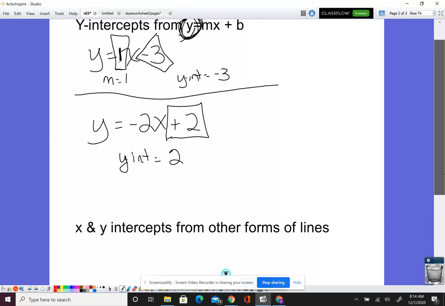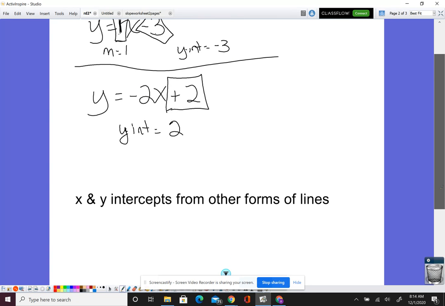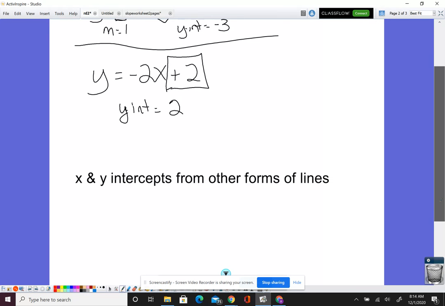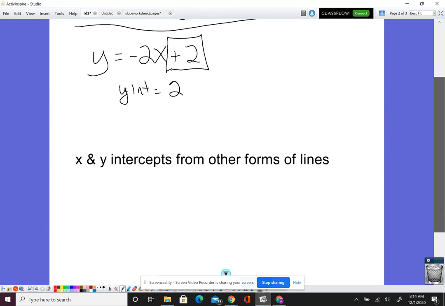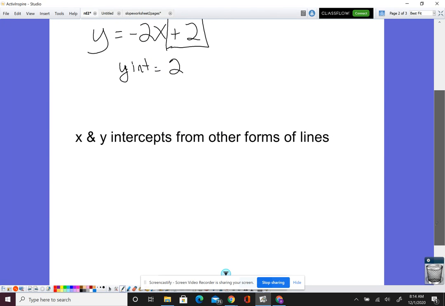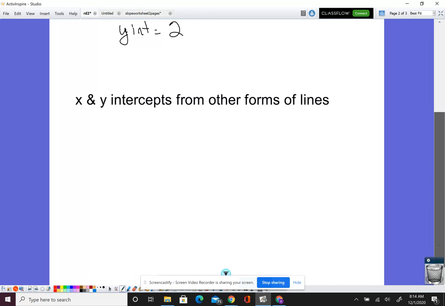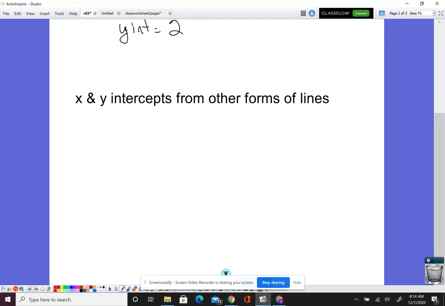So, hard yet? Looking at those graphs and pulling out the x and y-intercept, looking at the equations, pulling out the y-intercept. Would the m in that equation be -2? It would, yes. Okay.